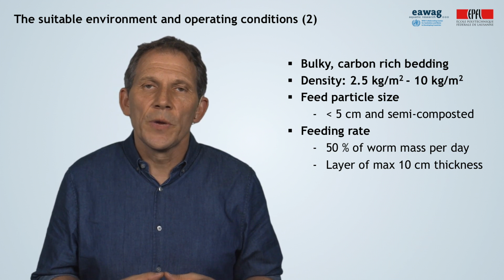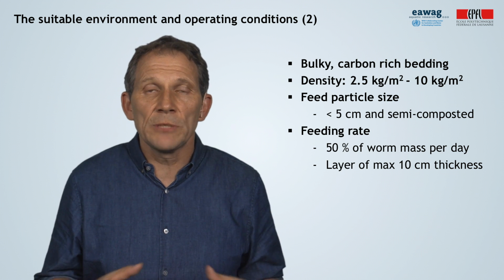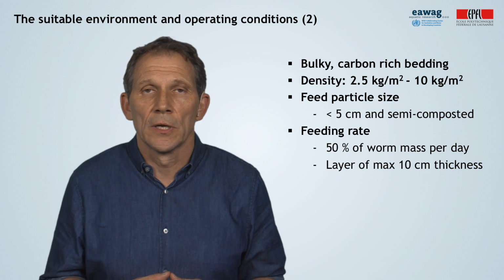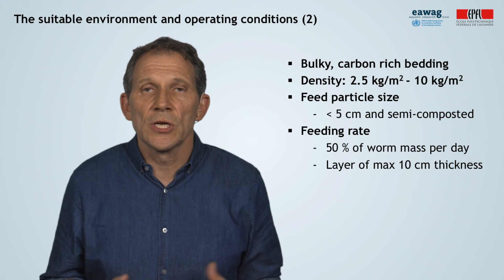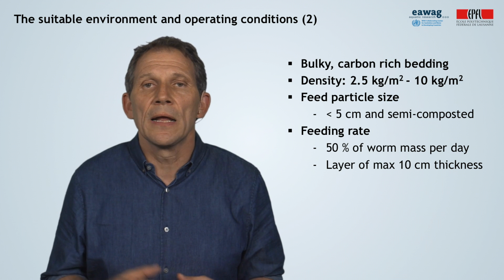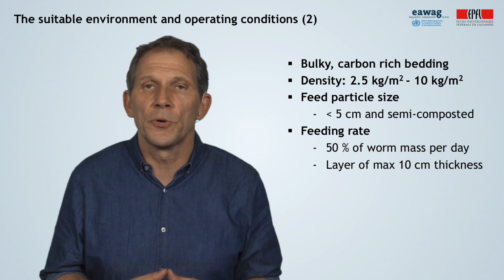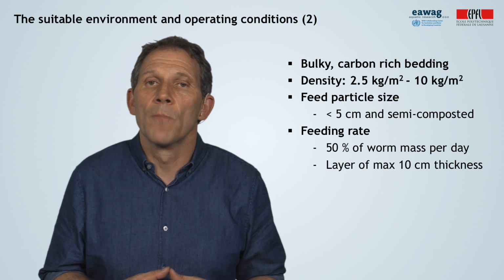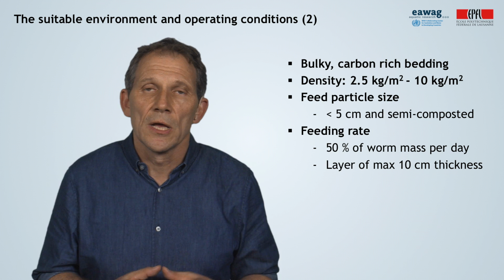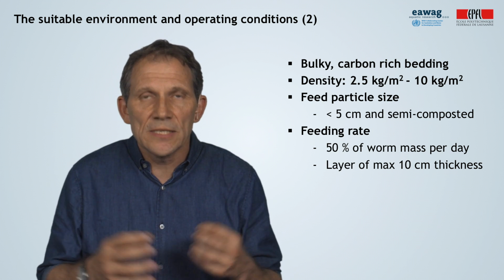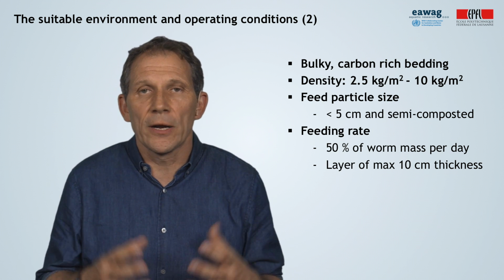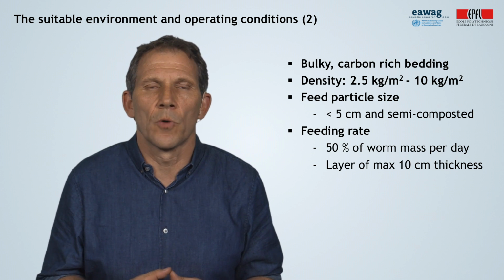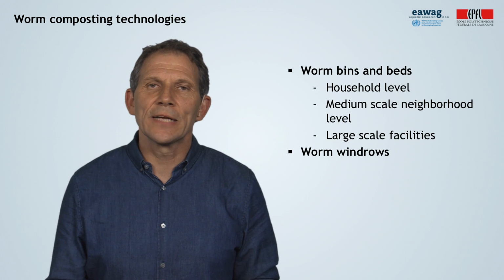Feeding rates, we can estimate about 50% of the worm mass per day as feeding material. So 50% of the body mass of a worm can actually be processed by the worm per day. However, we should not feed this in layers of more than 10 centimeters thickness. Over 10 centimeters, the waste tends to heat up through the microbiological process and therefore is not very suitable for the worms. Now let's look at different technologies.